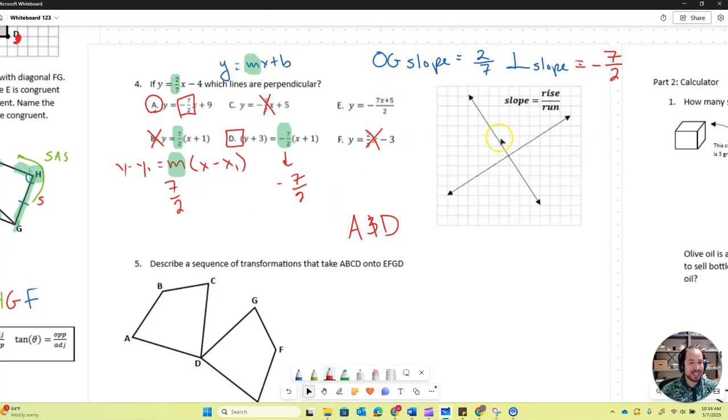But I just wanted to show you guys, again, our slope is rise over run. And if we have to do that graphically, we can count those spaces.